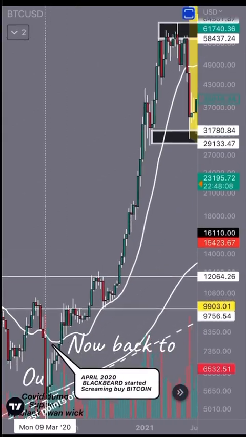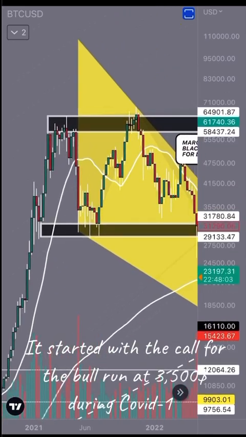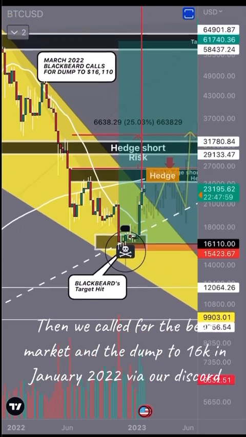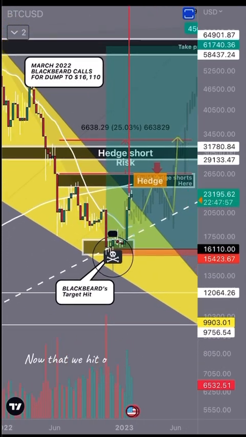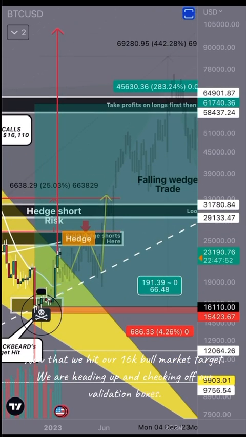As shown here in our trade, we started yelling that it was a bull run back at 3,500 when COVID hit. After COVID, when we topped out at 69K, we called for that bear market dump to 16K. And now that we've hit it, we are looking for 4 things to validate this trade and this breakout.